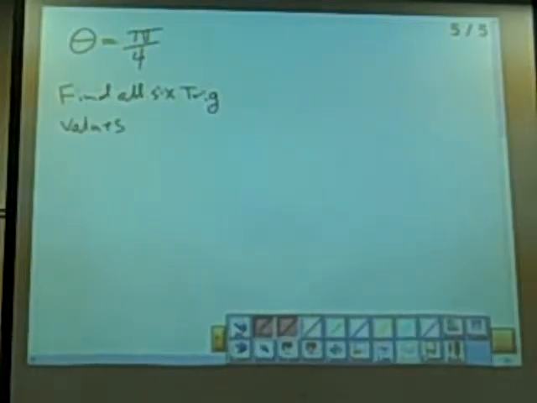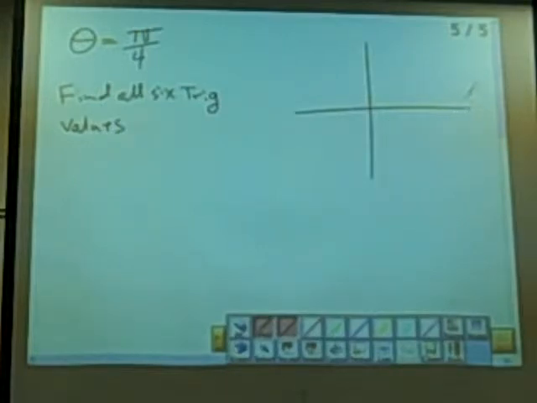Okay, what's the first thing we have to do? Find the reference terminal. Find the reference terminal, right. Pi over 4. But it helps to draw it, right? First of all, where's our terminal side going to be? Our angle, is it going to be in quadrant 1, 2, 3, or 4?